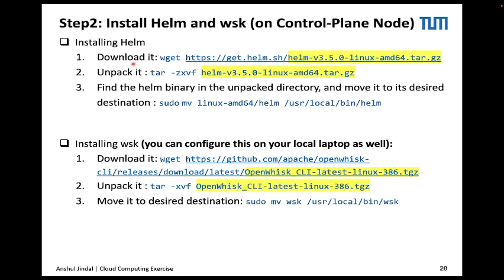Then the next step is installing Helm and the Whisk CLI. You can follow these commands for installation of Helm and Whisk. Be careful that these are only for Linux and the AMD architecture. If you are running on a different architecture, do check out that particular link for getting the version for a different architecture.